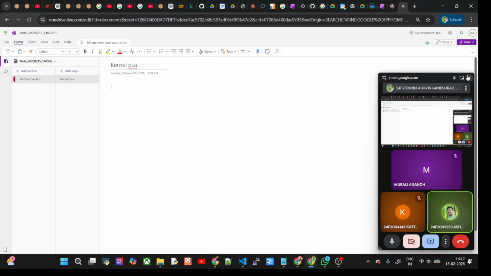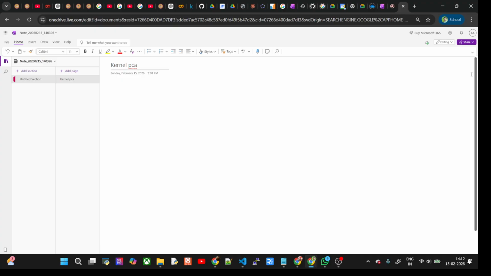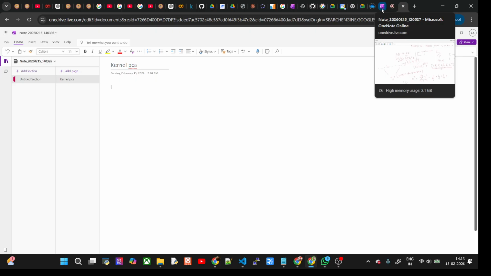Okay, let's now start the remaining part, because we are almost at 60% of our kernel PCA. I just cleaned or started with a new note here, so that's why the earlier data is not here now.